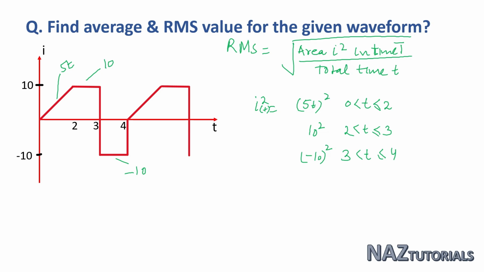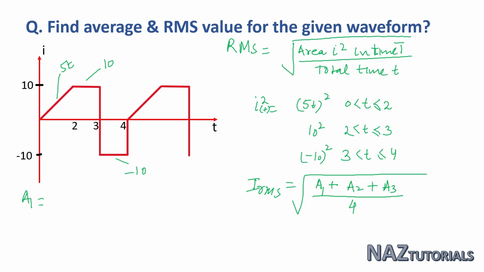IRMS is the square root of the first area A1 of I square, area 2 plus area 3, divided by the total time, which is 4 seconds. If you analyze this area 1, that is I square, that is 5t whole square. This area is for the time period 0 to 2 seconds.